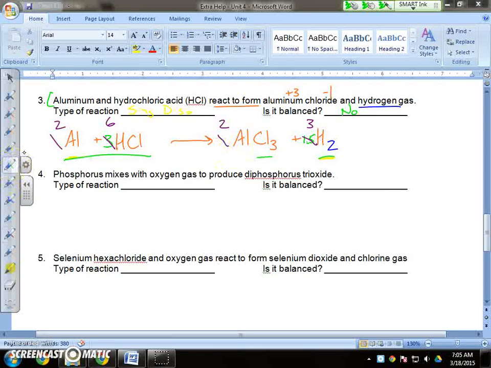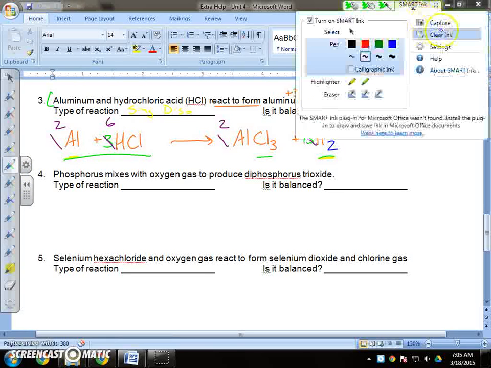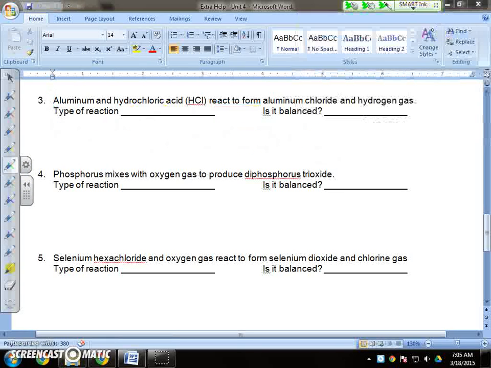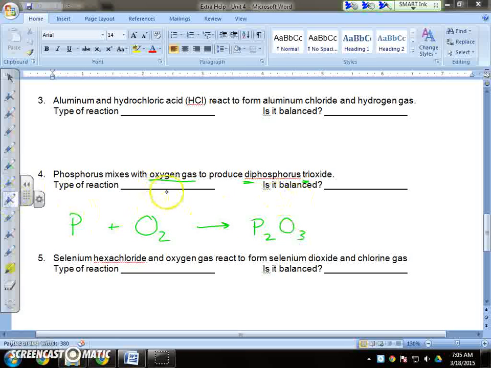Phosphorus mixes with oxygen gas to produce diphosphorus trioxide. So looking at this, I start off with phosphorus, P. This is not diatomic, so I don't have to worry about subscripts. Mixes with is a nice little plus. Oxygen gas, O2. Remember, this is diatomic, so I'm keeping the 2. To produce diphosphorus trioxide. Remember, the di and the tri tell us this is covalent, so I've got P2O3. In terms of type of reaction, we're going to have synthesis.